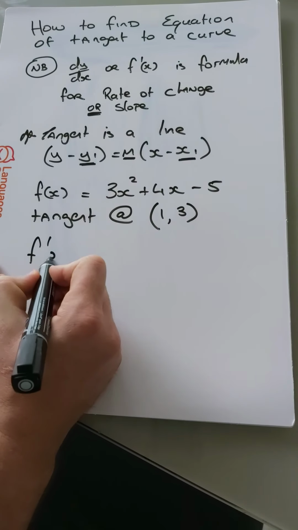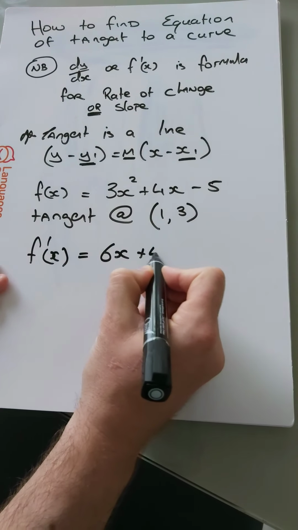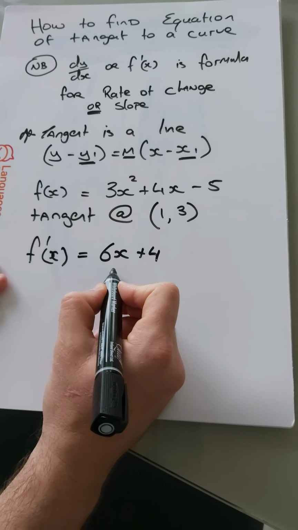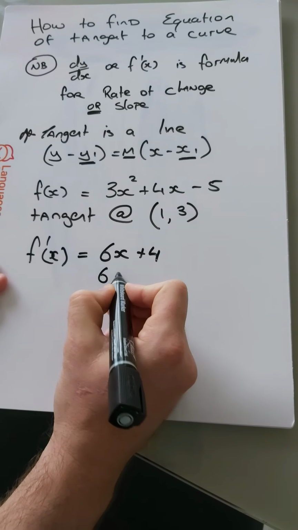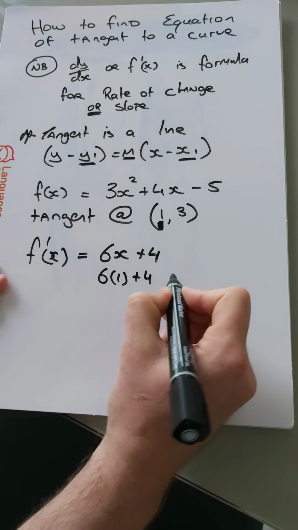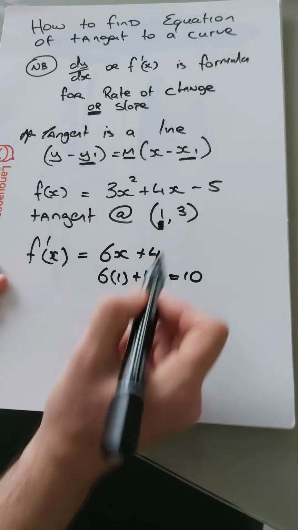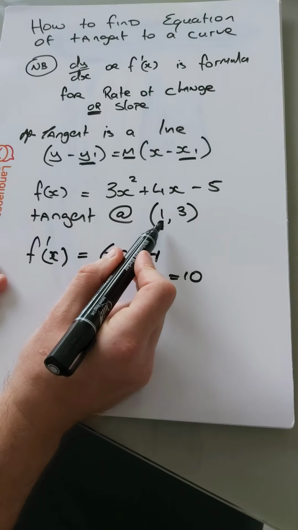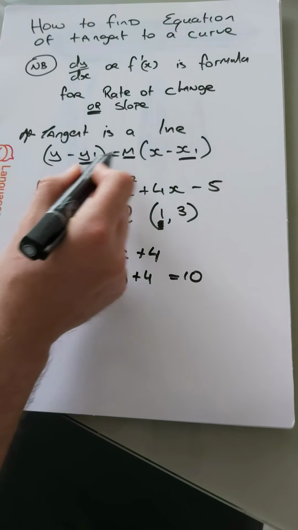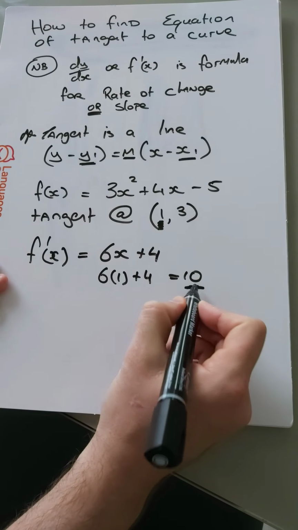So I have to differentiate f(x), and I get 6x + 4. Then I need to put in my x value, which in this case is 1. And what that gives me is that the slope of the tangent to that curve is 10. I only need the x value. Obviously they've given me the x and the y value here, which is great because I need the x and the y value for the equation of a line. But I need the slope. Now I have all three things.